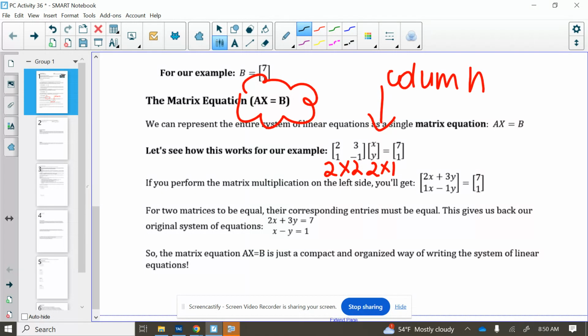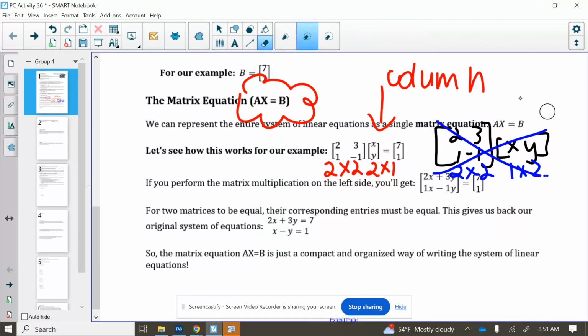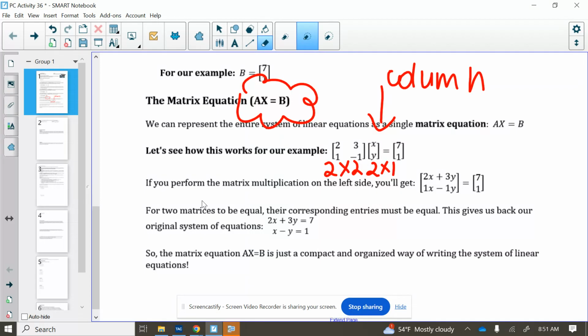Had we organized this data so that we had the constant matrix times a row matrix, then we would have a 2 by 2 and a 1 by 2. This wouldn't be possible. So very important that you list that as a column matrix so that this multiplication can happen. And if it did, you'd notice it just results back in the original.